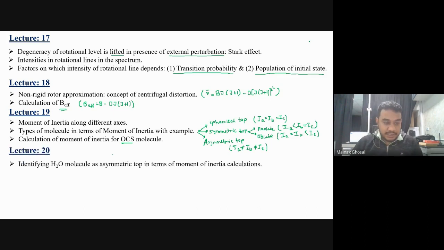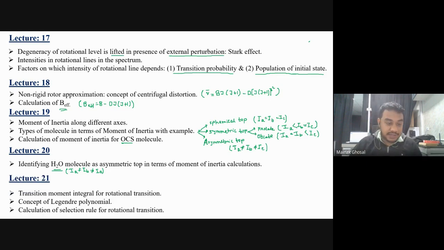And then in lecture 20, it was discussed about the water molecule. Why is water called an asymmetric top molecule? Because they showed that in the case of water, when you calculate Ia, Ib, and Ic, with the bond angles and bond lengths known, these values are Ia not equal to Ib and not equal to Ic. So since this condition is satisfied by an asymmetric top molecule, water is an asymmetric top molecule.